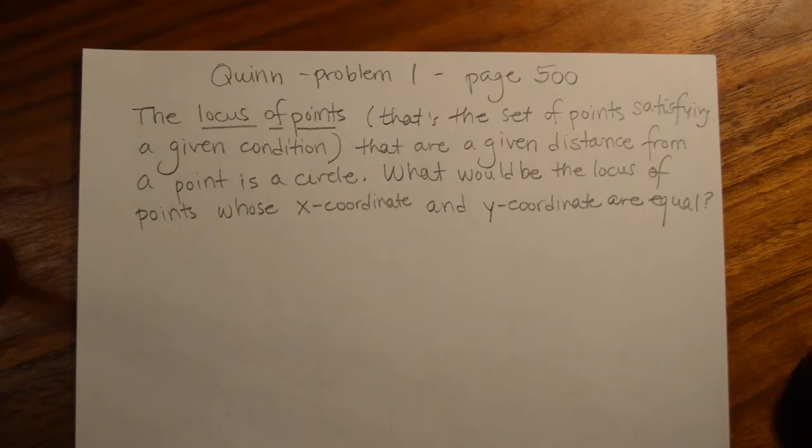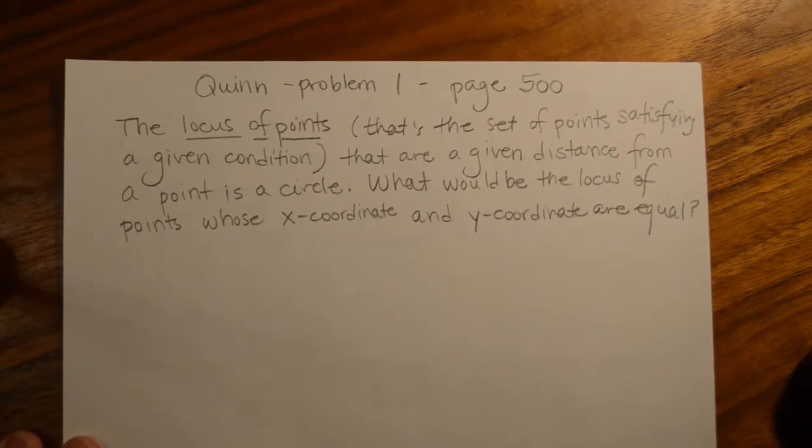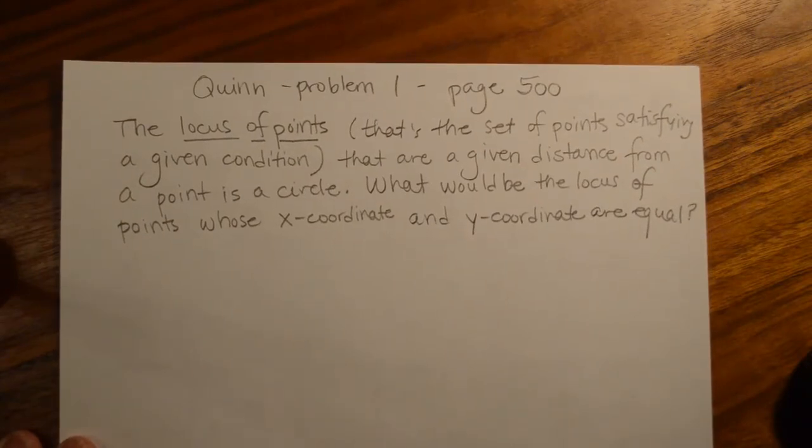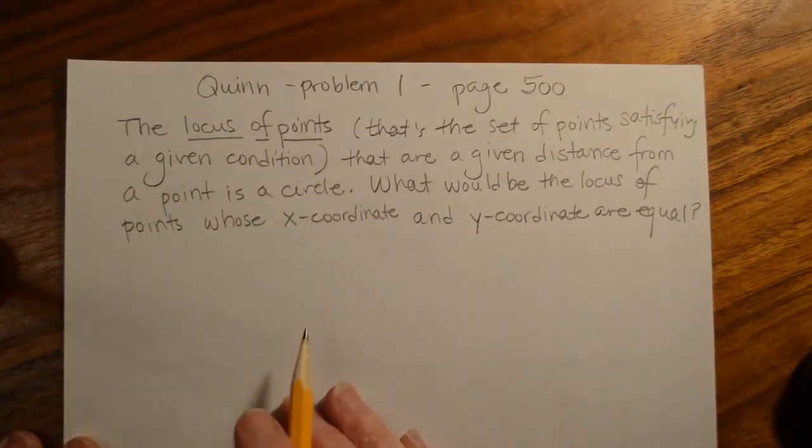I figured you guys might need some help with problem 1 in Quinn. This every year gives students a lot of trouble, so I thought I would address it before you had a problem. So the problem reads, the locus of points, that's the set of points satisfying a given condition, that are a given distance from a point is a circle. So he's giving an example right there of a locus of points.